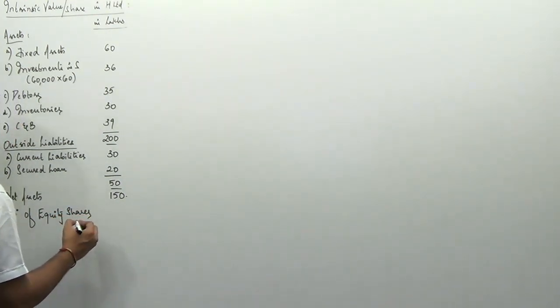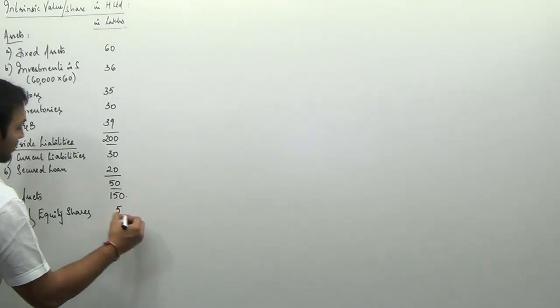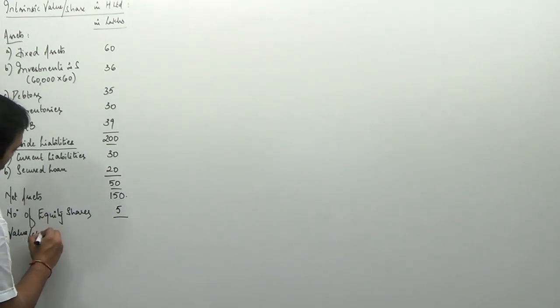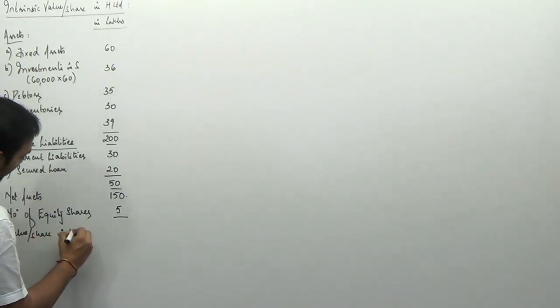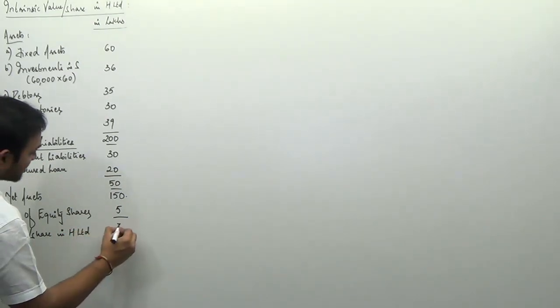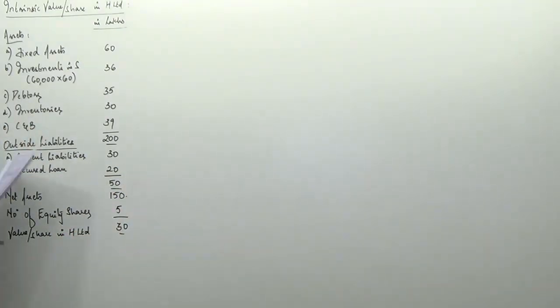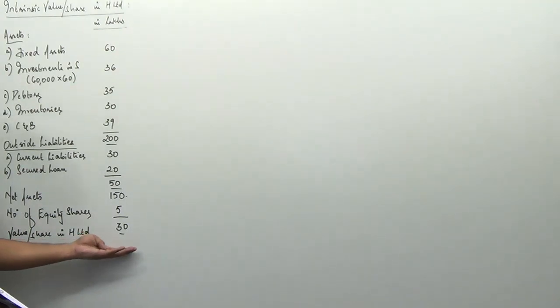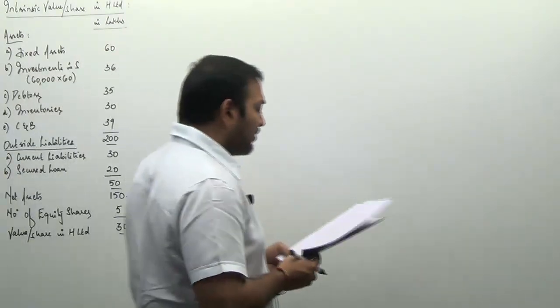Number of equity shares in H Limited is 5 lakhs. So value per share in H Limited, each share in H Limited is valued at 30 rupees. So this is the issue price per share in H for 50% of the net consideration payable to the foreign company after paying tax. First payment of tax, then the balance consideration 50% in cash, and out of the remaining 50%, I have to issue shares at 30 rupees. So continue with the PC.